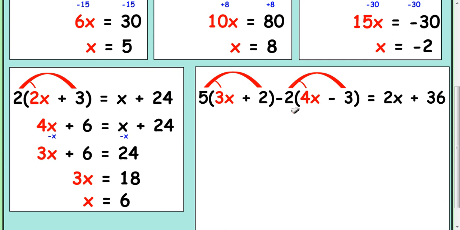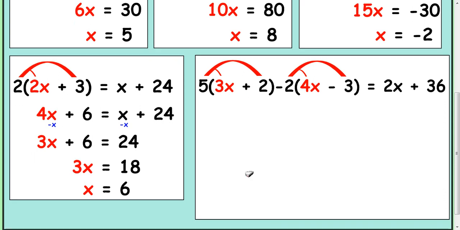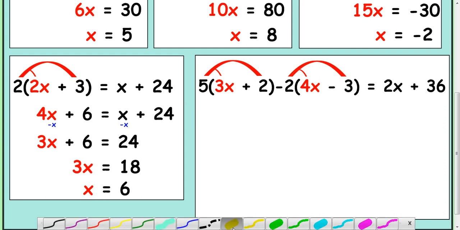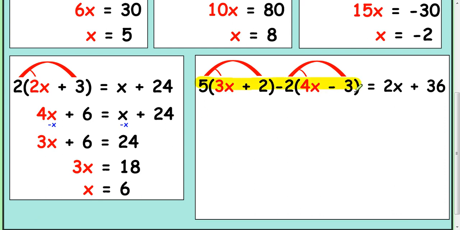Okay, last example here, looks quite complicated. Let's go through it step by step. So as before, multiply the brackets out. Now you can practice this technique on its own. If you go back to the earlier lessons, just multiplying brackets out without the equation. So if you're poor at this bit here, just practice that without actually solving the equation, because you need to be good at this before incorporating it into an equation.